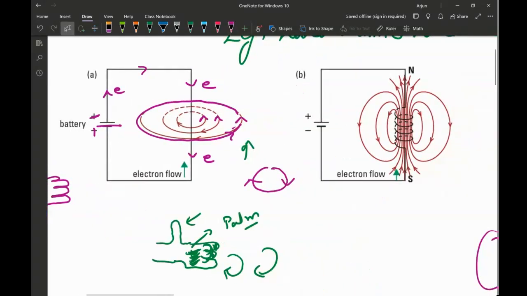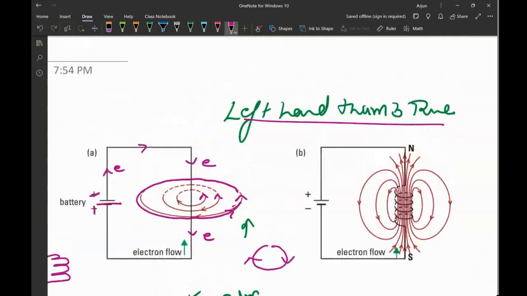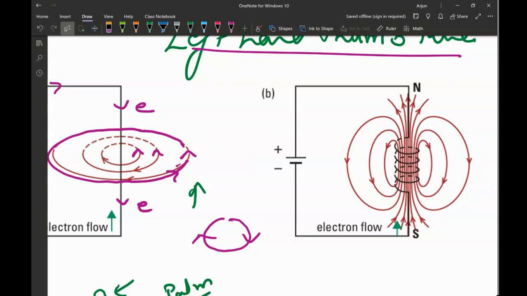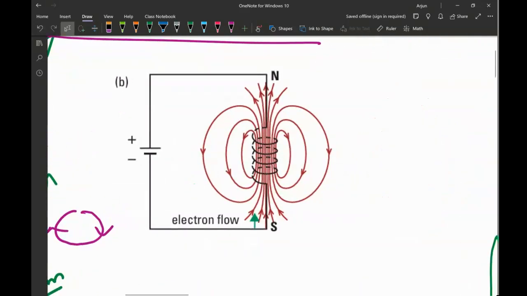Hopefully you were able to understand the left hand thumb rule. Now the left hand thumb rule can also be used in another way. If this was a straight wire in which the electrons were flowing, now we have a wire in coiled form. This is how the coil is. In which direction will the magnetic field be? Surely there will be a magnetic field, whether it's a coil or a straight line. It's just that the direction of the magnetic field will be different. As long as the electrons are moving, there will always be a perpendicular magnetic field.